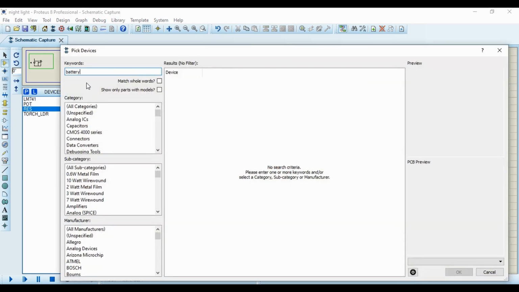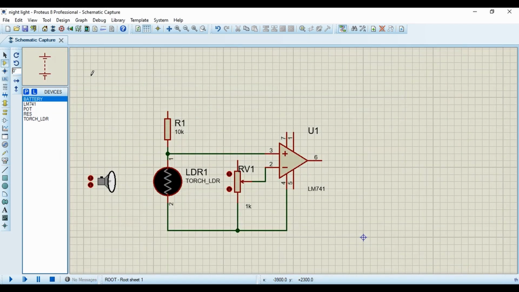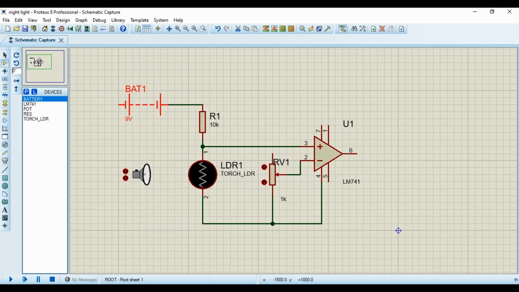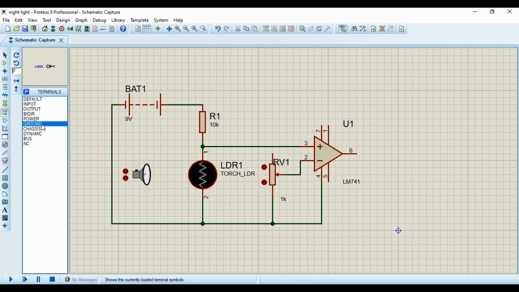Another major component of this project is the battery. The battery provides a DC voltage supply directly to the operational amplifier, so that the circuit can operate properly. After this, we connect the ground terminal of the battery with all other ground terminals in the circuit, making a common ground.